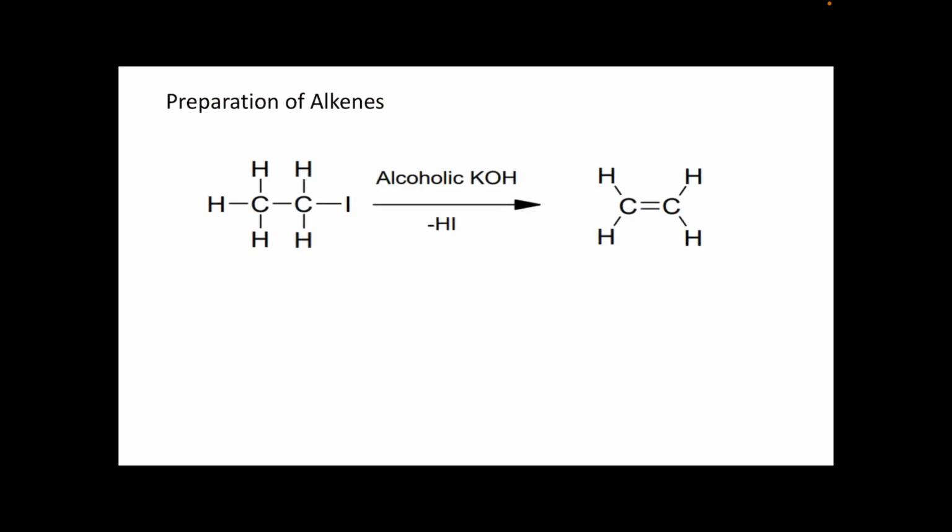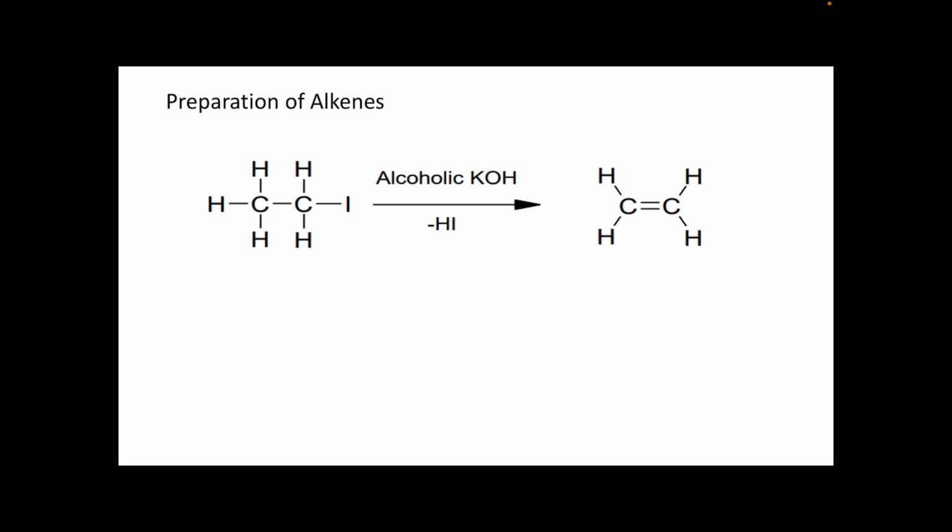The second way in the lab to prepare alkenes is by starting with a molecule called a haloalkane. That molecule you can see on the left is called iodoethane. We're going to learn more about haloalkanes later on, but they are basically an alkane in which one or more of its hydrogens has been replaced by a halogen. So the halogens, remember, are group 7: fluorine, chlorine, bromine, iodine.